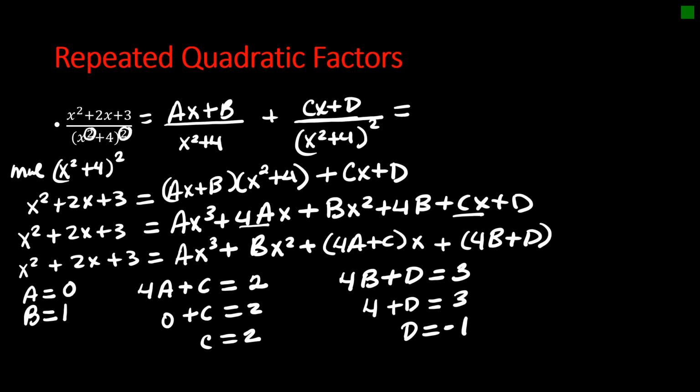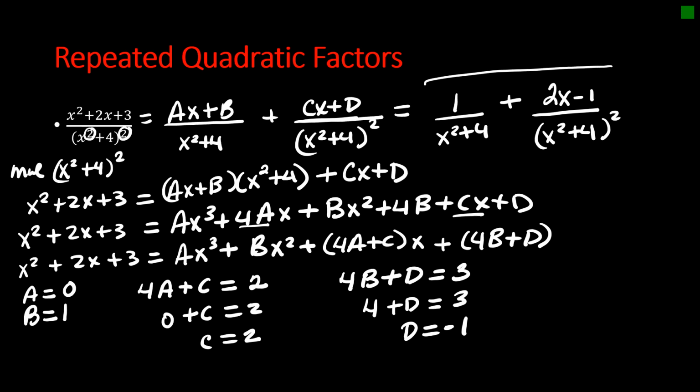So for our partial fraction decomposition, A is 0, so we don't write that term. B is 1, so we have 1 over (x squared plus 4), plus C is 2, so we have 2x. D is negative 1, so there's (2x minus 1) over (x squared plus 4) quantity squared. This is our partial fraction decomposition.